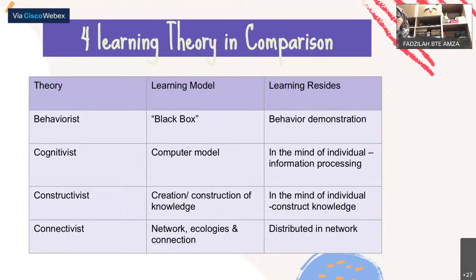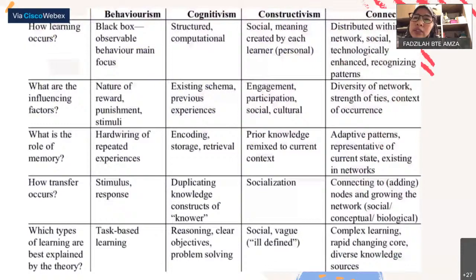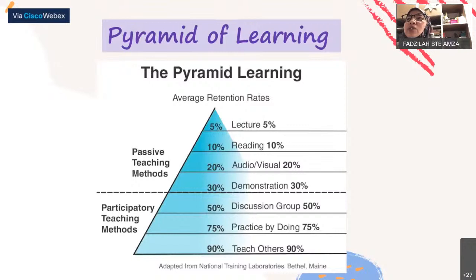Constructivist is creation of knowledge and connectivist is networking and connection. Okay. So this is again ciri-ciri how learning occurs. Okay. What influence, role of memory dan sebagainya. Okay. So I would like to end up my lecture by showing this diagram lah. Why we need to actually transform from, not to say transform, but I say in my personal view, in teaching, we should actually blend the whole 4 theories together.